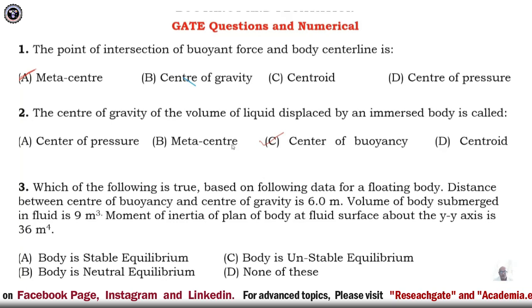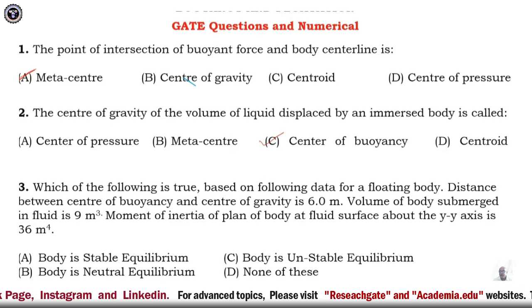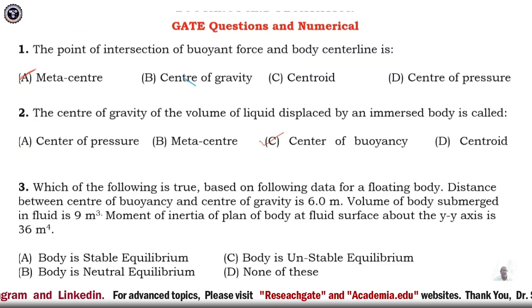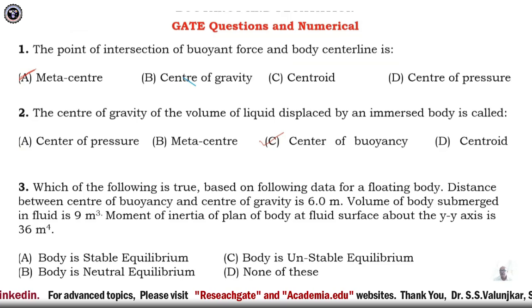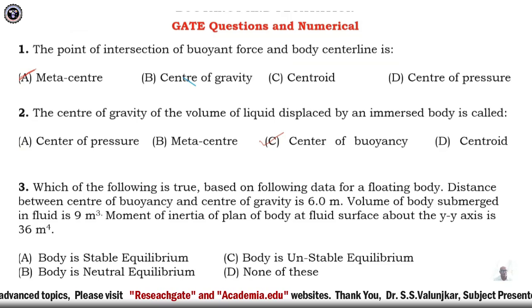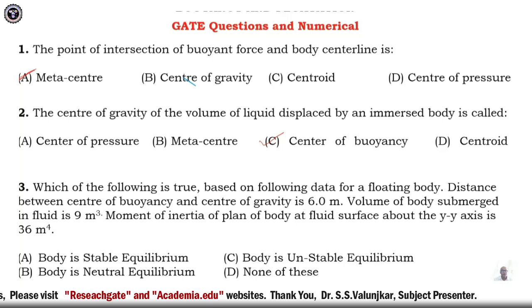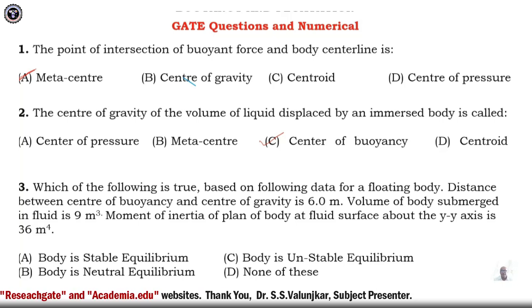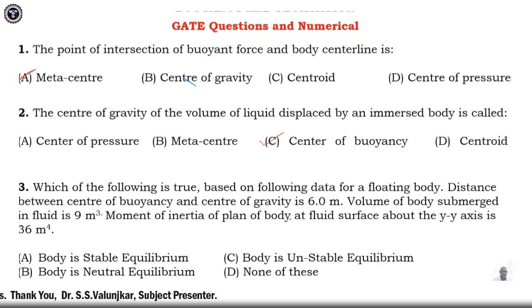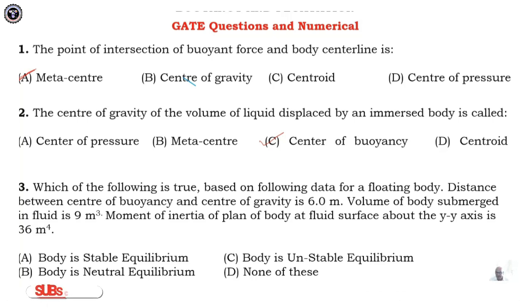Based on the following data for a floating body, the distance between the center of buoyancy and the center of gravity is 6 meters, and the volume of the body submerged in the fluid is 9 meter cube. The moment of inertia of the plane of the body at the fluid surface about the y-axis is 36 meter raised to 4. Option A is stable equilibrium, option B is neutral equilibrium, option C is unstable equilibrium, and option D is none of these.